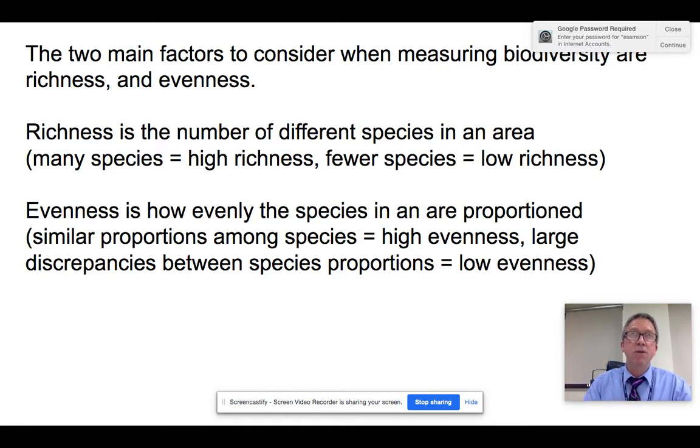Evenness has to do with, of all the organisms that are present, how dominant a particular species is. If the species tend to be all fairly evenly represented out of the total population, we say we have high evenness. If one or two species are predominant and the other ones are in much more minor presence, then we say we have less evenness and therefore less biodiversity. It's a little harder idea to get your head around, but don't worry, we've got a way of handling it that we're going to talk about.